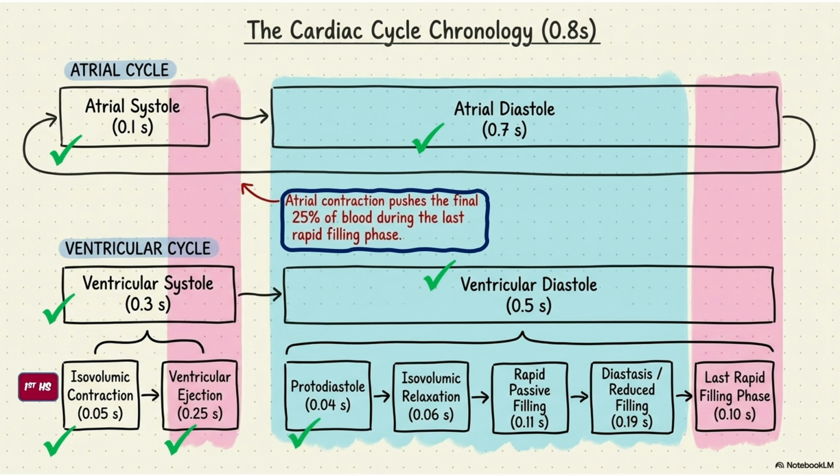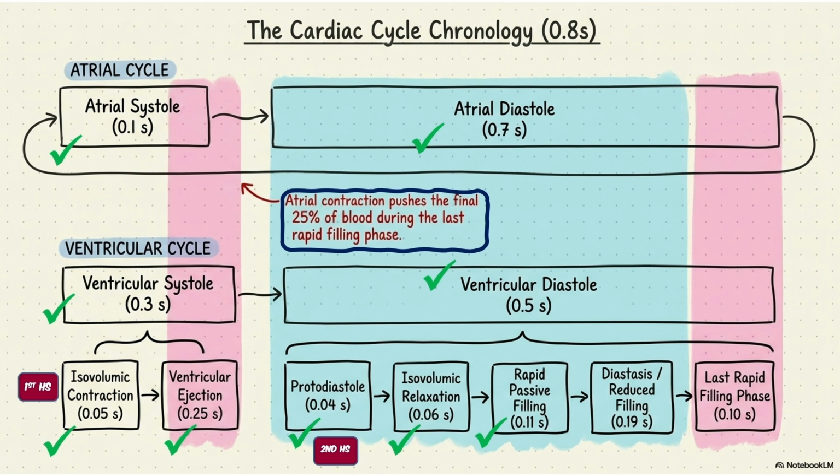First is protodiastole. After this, the ventricles start relaxing. And as the ventricles start relaxing, the semilunar valve snaps shut, it produces the second heart sound. This relaxation is followed by the next phase, called the isovolumic relaxation phase of 0.06 seconds. As the semilunar valves are closed and AV valves are not yet open, the ventricle relaxes as a closed chamber. This phase is followed by the rapid passive filling phase of 0.11 seconds.